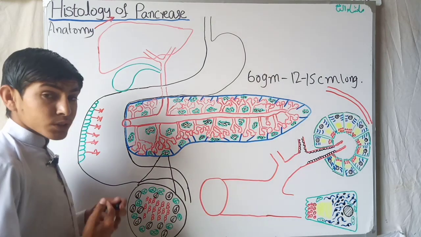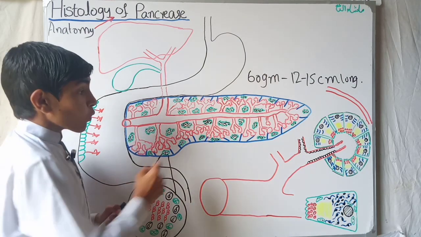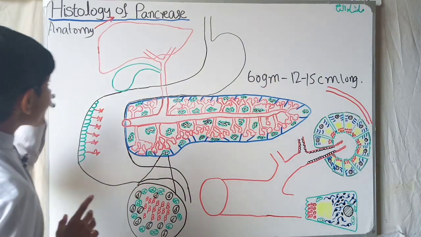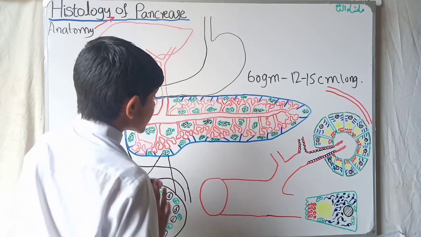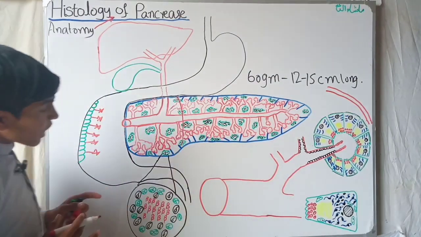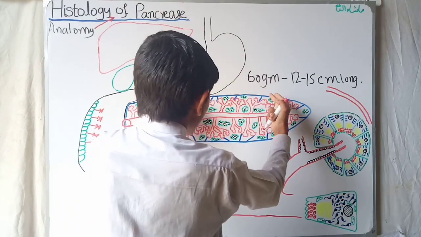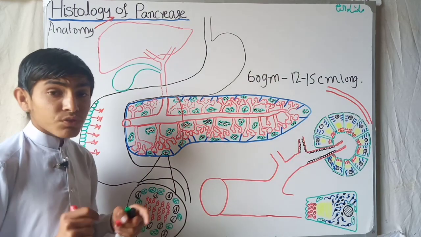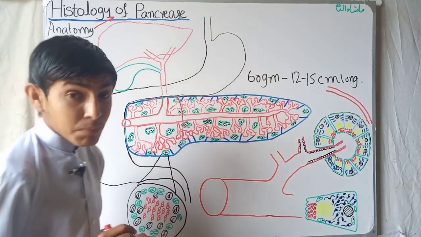The exocrine portion of the pancreas serves the GIT tract, the digestive system, while endocrinely it serves for maintaining the blood glucose level. So today we'll talk about the main histology of pancreas. Pancreas is divided into three parts. You can see here the first broad part is called the head of the pancreas, while this elongated part, from here to here, is called the body of the pancreas, while this is called the tail of the pancreas.